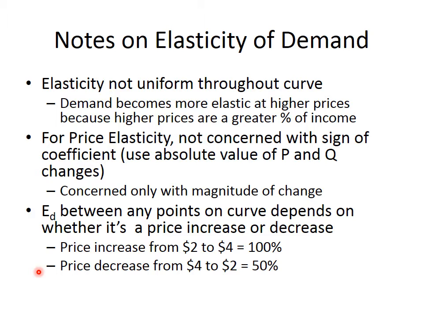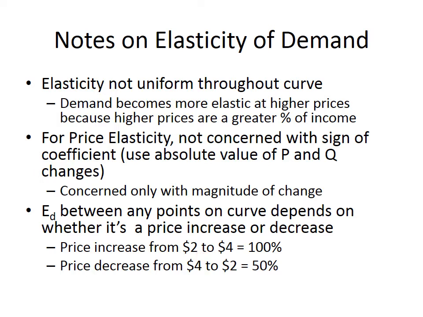Now, the final note is what we're going to deal with directly, because there's a problem in the way the math is worked with the calculation of the elasticity coefficient. Look at this: a price increase from $2 to $4 is a 100% price increase. Difference of $2 divided by the base, 100%. But the same change in price of $2 is only going to be a 50% price decrease if we start out at 4. Well, we don't want that.